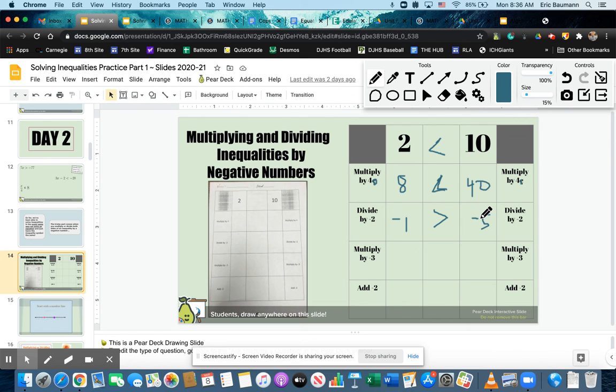Okay, multiply these by negative 3. 2 times negative 3 is negative 6. 10 times negative 3 is negative 30. Again, when I multiply by a negative, my inequality flips compared to the original problem. Okay, but if I subtract by a negative, my inequality does not change from the first problem up here.